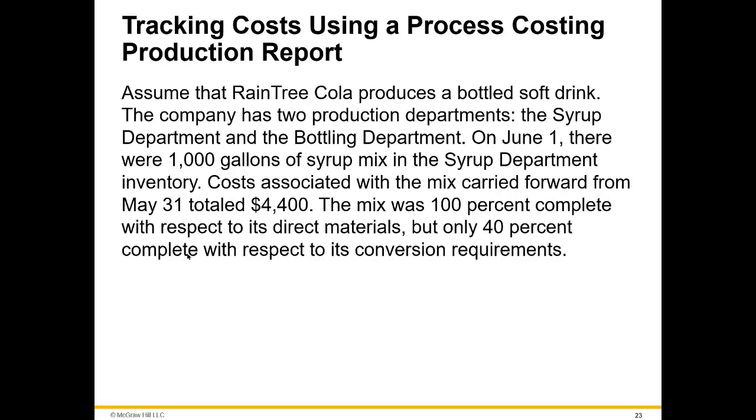All right, so now assume that Raintree Cola produces a bottled soft drink. We have two departments, the syrup and the bottling department. On June 1st, 1,000 gallons of syrup mix are in the syrup department. Costs associated with the mix carried forward from May 31st, totaling $4,400. The mix is 100% complete with respect to direct materials, but only 40% complete with respect to its conversion requirements. So we can see what that looks like here.